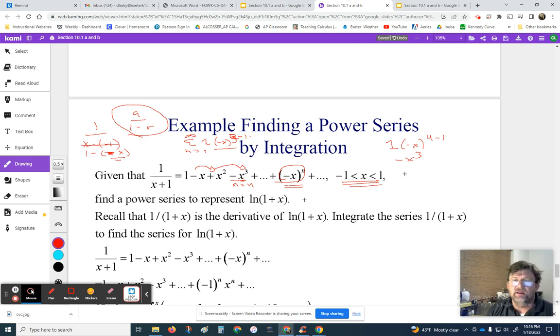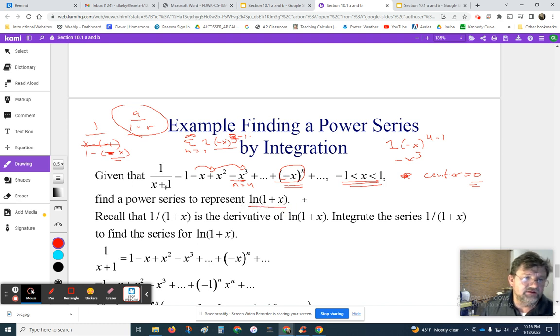So this is our center, equals 0, okay? Now, I'm still kind of fuzzy on the -1 to 1, but that's the idea behind it, okay? So now it says find a power series to represent natural log of 1 plus x.